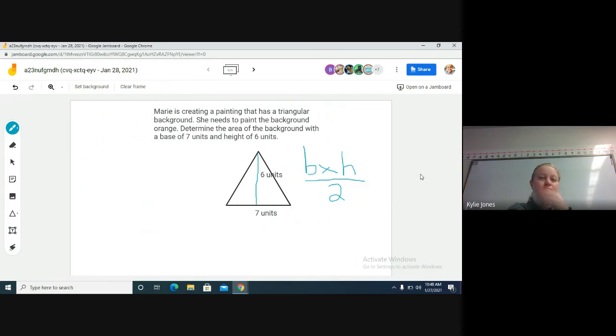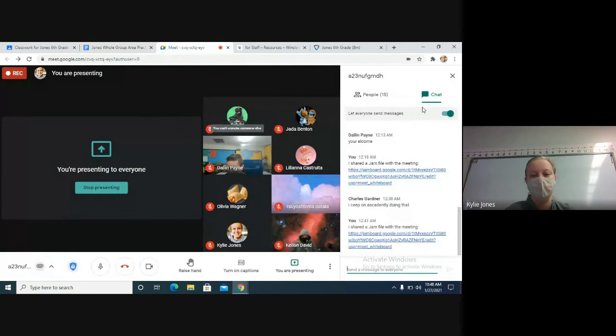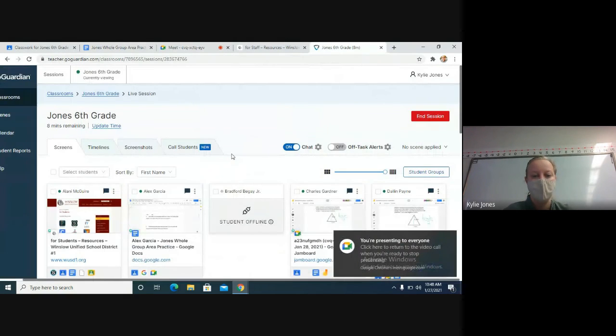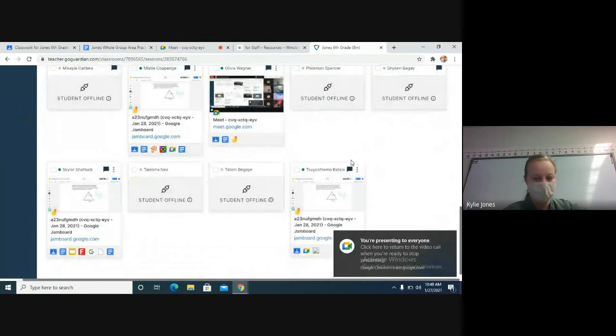Write it down, I'll help you solve it. Okay, on this one, it doesn't use a measurement, it uses units. Okay, base times height divided by 2. This is number 8 on the Google document, just so you know. Base times height divided by 2.